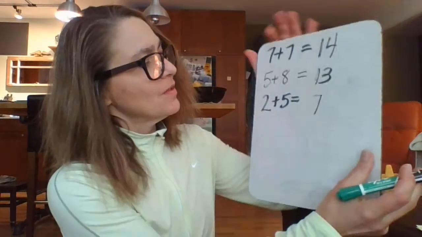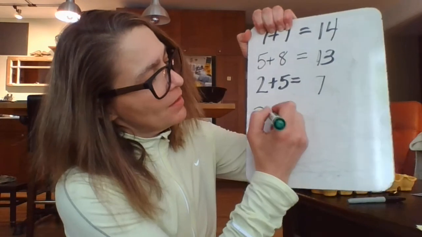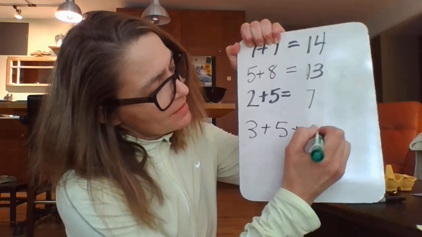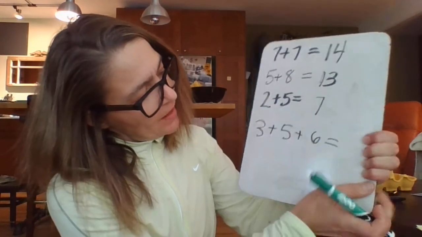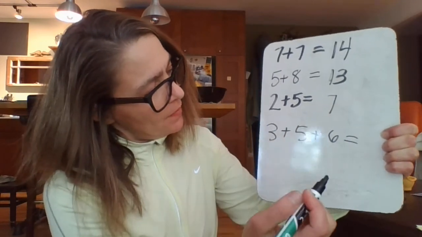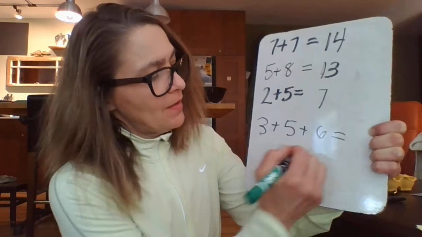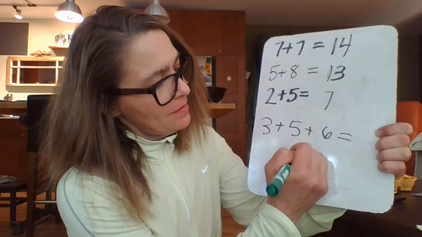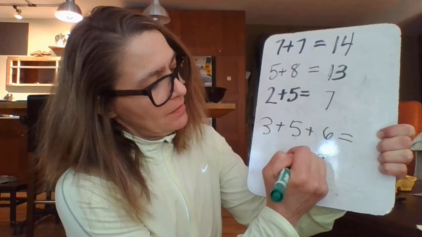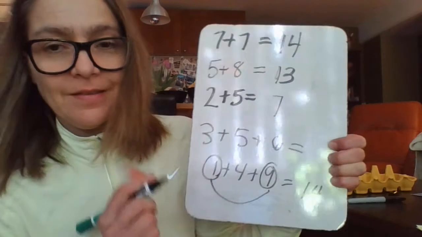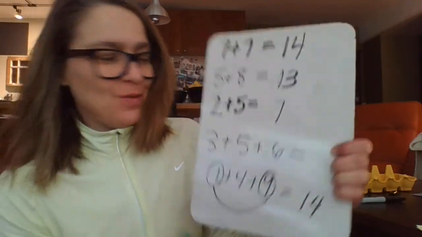Here, I'm going to write 3 plus 5 plus 6. Okay. And I'm going to count up from the highest number: 6, 7, 8, 9, and then I'm going to make a 10 with 1 plus 9, and then I'm going to have 4 left over, 14. Okay, and you can do that too.